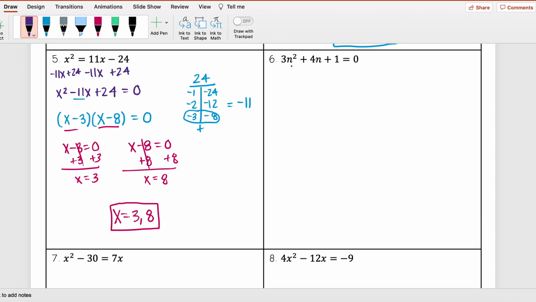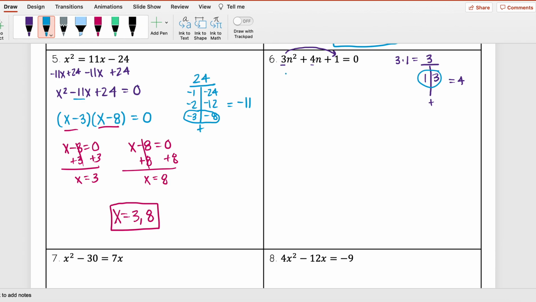Okay, number 6, I have 3n squared plus 4n plus 1 equals 0. So this one's already set equal to 0, so I can go ahead and go straight to factoring. Here, since my a is 3, which is not 1, I have to use the AC method. And so the AC method said I'm going to multiply a times c, so 3 times 1, to get 3. And then I'm going to see what two numbers multiply to 3, but then add to equal 4. Well, the only two numbers that multiply to 3 are 1 and 3, and I see that those do equal 4.